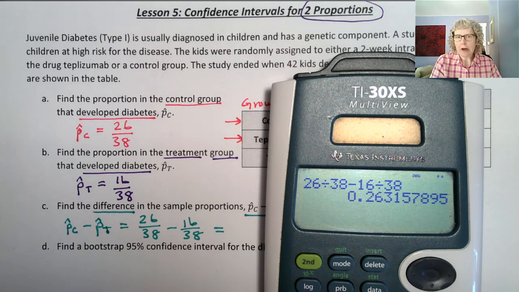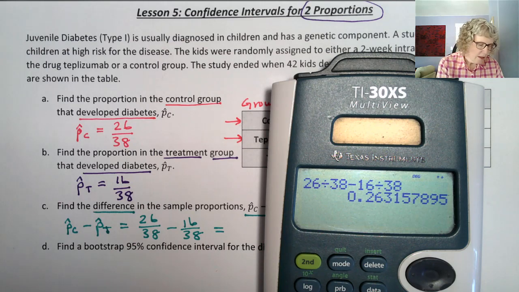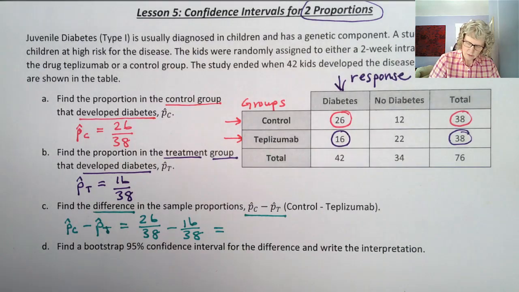You can also use a fraction feature on your calculator, but then you might get a fractional answer, which you might have to turn into a decimal answer. Okay, so I'm getting 0.263, and rounding that to 4 places, 0.2632.